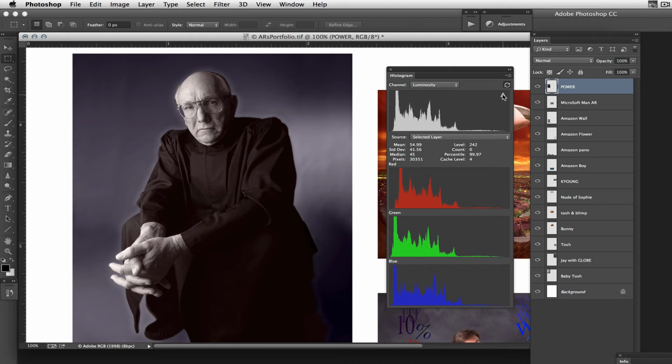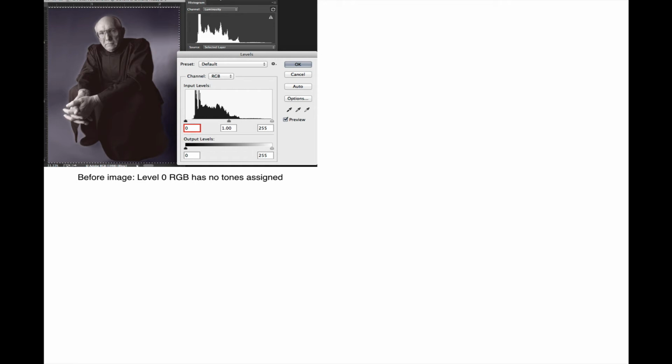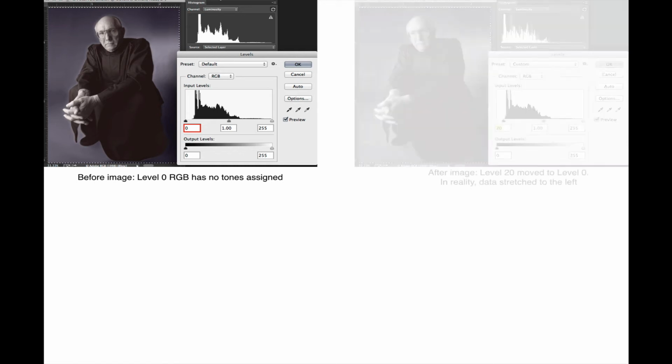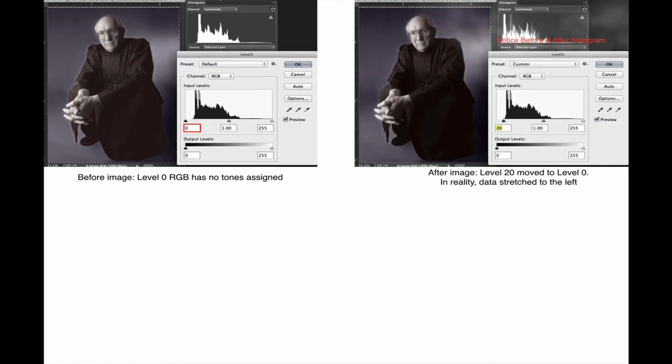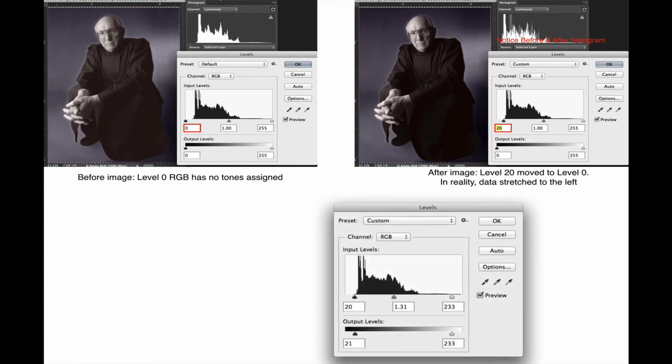But what's actually happening? Here's my before image, and you can see at level 0 there are no tones assigned. What I basically did is move that black slider over to level 20. And notice the before and after histogram while that dialog box is open. It's quite useful. It appears that what I did is I moved everything from the left over to the right. But what I really did by moving the slider from 0 to 20 is I expanded that data. I took the data and stretched it over to the left side.